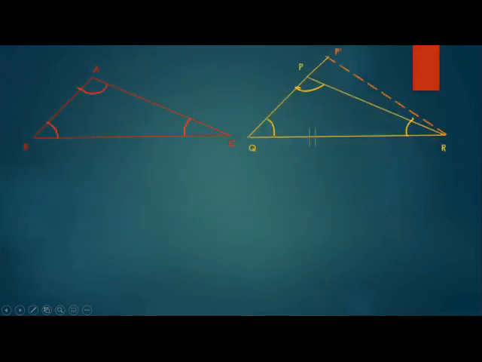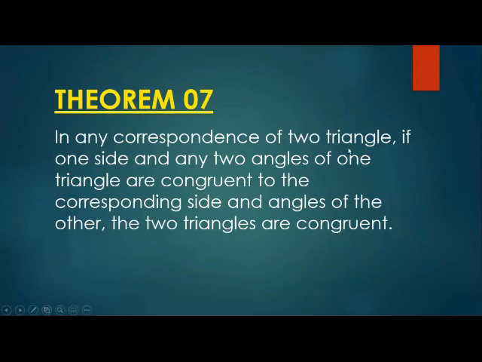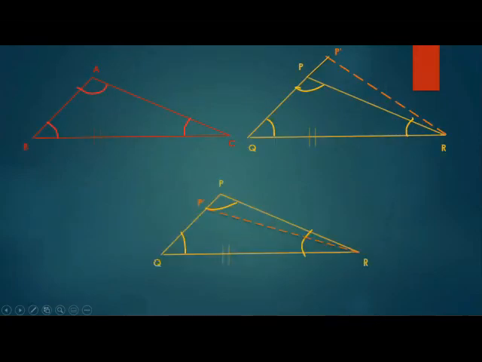It means that there are two triangles. So we are saying that in any correspondence of two triangles, if one side and any two angles of one triangle are congruent to the corresponding side and angles of the other, the two triangles are congruent to each other as well. So I have constructed over here three types of triangles, saying that one triangle is congruent to the other. How? Because one side and two angles of these triangles are congruent to each other.